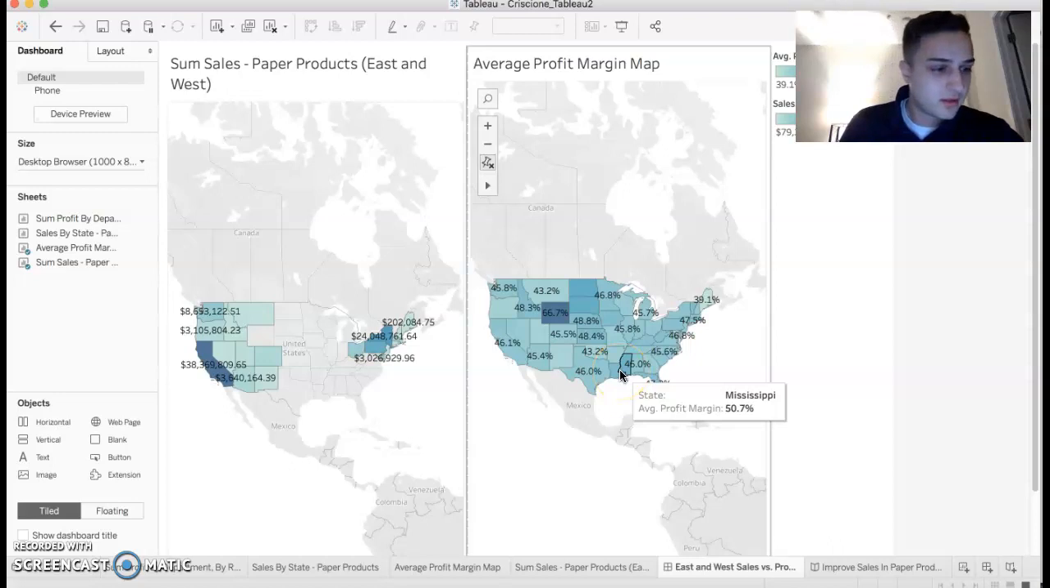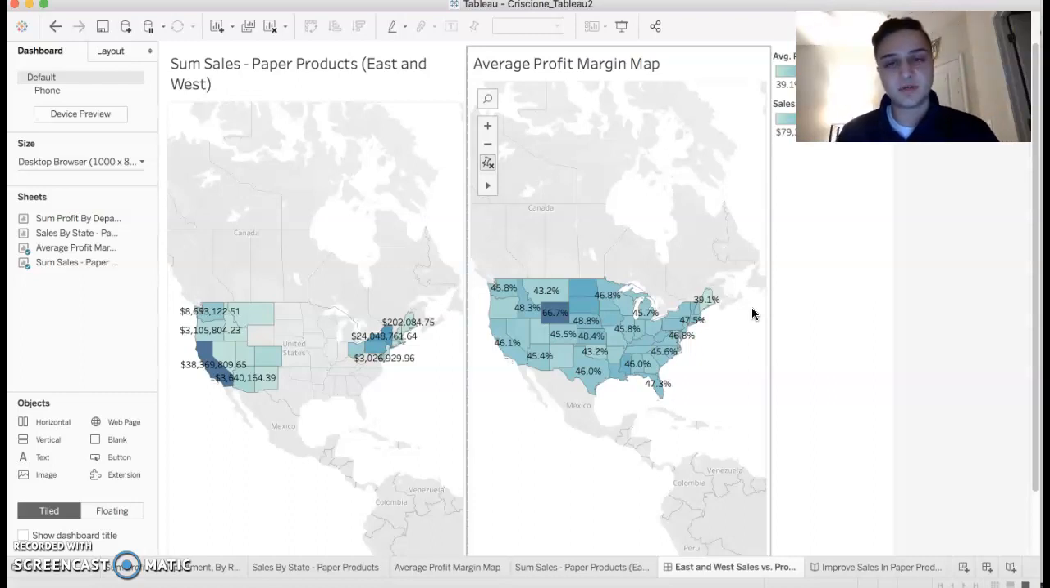So next I created my dashboard, which as you can see compares the two worksheets of maps that I created earlier. I wanted to look at a comparison of the map of the whole country compared to the map of just the East and West regions. Since the East and West regions had the highest average profit margins, I wanted to look at paper products total sales in those two regions to see if they could improve. This is key in increasing total profits for the paper products department, and I was able to determine that from this dashboard.